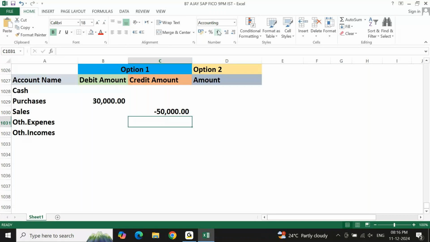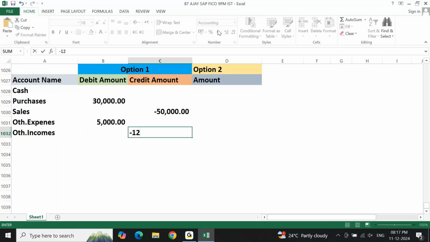Other expenses, 5,000. Debit. In the accounting entry, other expense was on the debit side. As a result, in the trial balance also, it will go and sit on the debit side. For 5,000 debit, no need to write any signature, no need to put any symbol. Straight away, a plain number is representing a positive. Positive means debit. Other income, minus 12,000. Credit. In the accounting entry, it was on the credit side. As a result, in the trial balance also, it will go to the credit side.